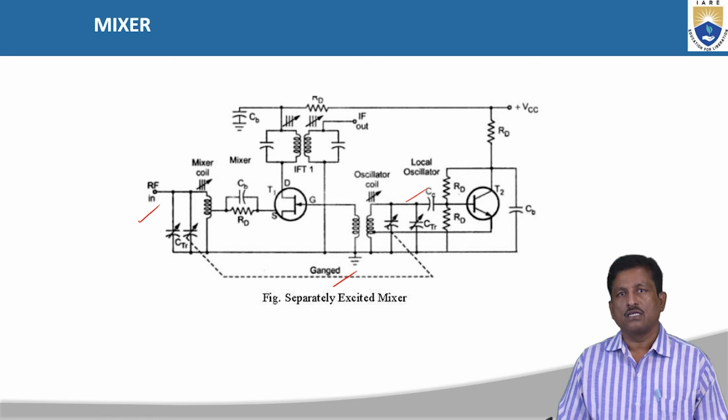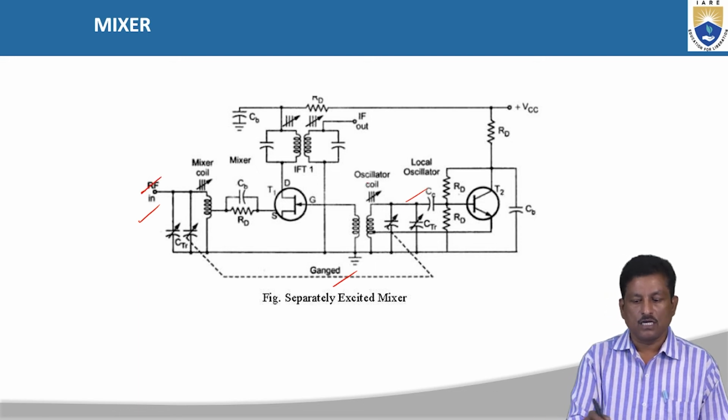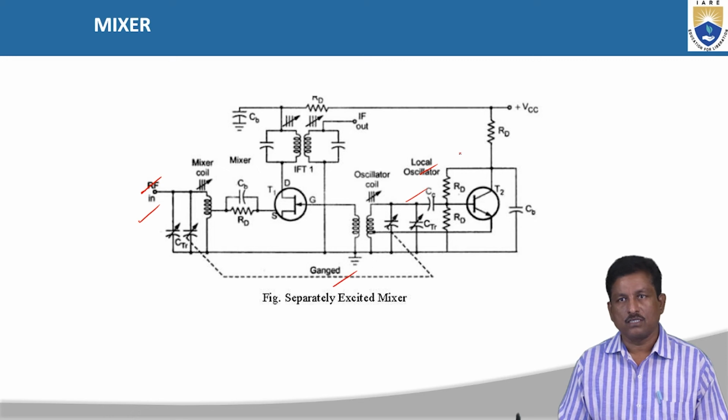So that means the mixer can have two inputs, as you have seen in the previous diagram also. One is the radio frequency signal, the RF value, and the other one is the local oscillator signal frequency. By the combination of both signals, we can generate the difference. Okay.